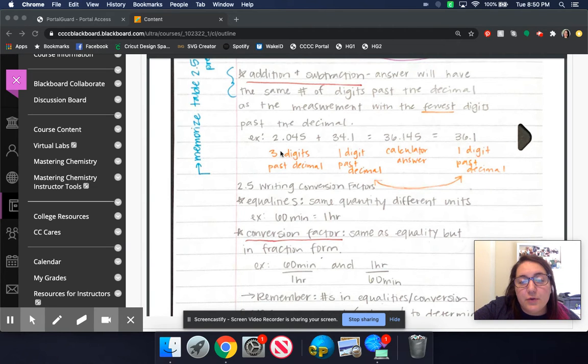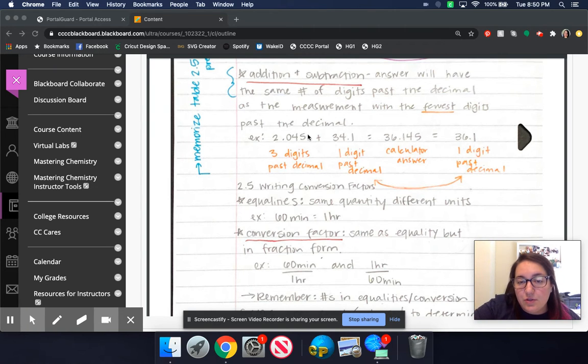So here's the example, 2.045, that's 3 places past the decimal, plus 34.1, that's 1 place past the decimal. If I type that into the calculator, I'm going to get 36.145, which I know I have to round to only include 1 place past the decimal, and that's 36.1. And this is the example I use the most to explain why significant figures are important.